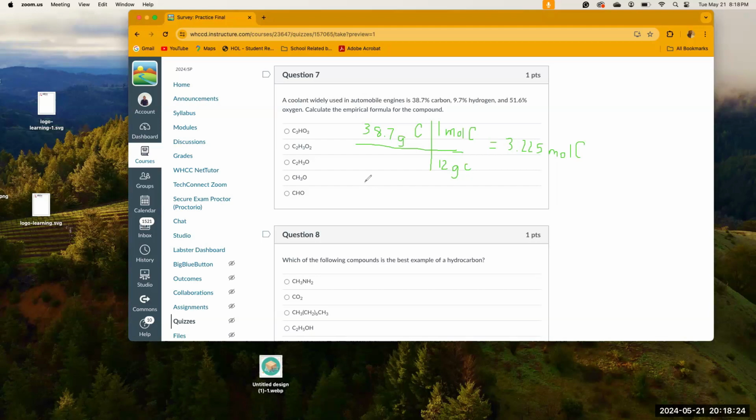So then the other one is hydrogen. We have 9.7 grams of hydrogen.